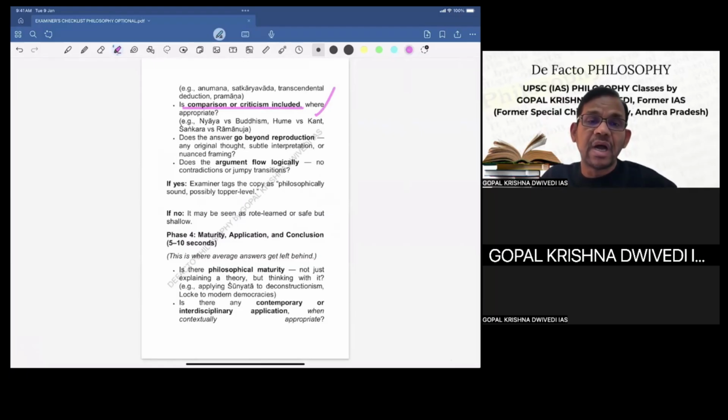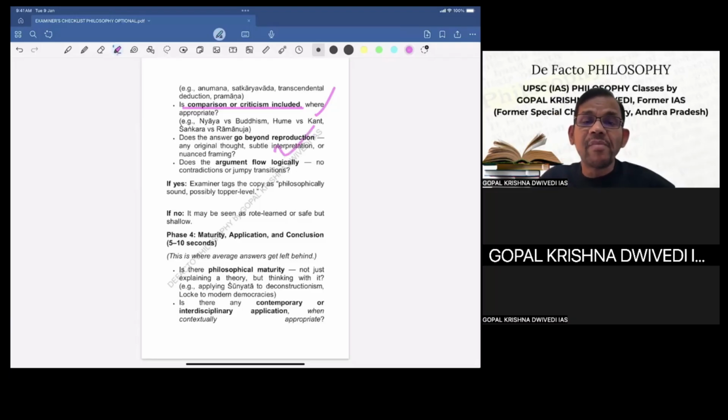Otherwise also, just before the conclusion, you can mention two or three comparative statements, or some critical or evaluative views, a critical evaluation. So accordingly, this is also very important. Now, does the answer go beyond reproduction? Any original thought, subtle interpretation, or nuanced framing? All these will make your answer very good or excellent.